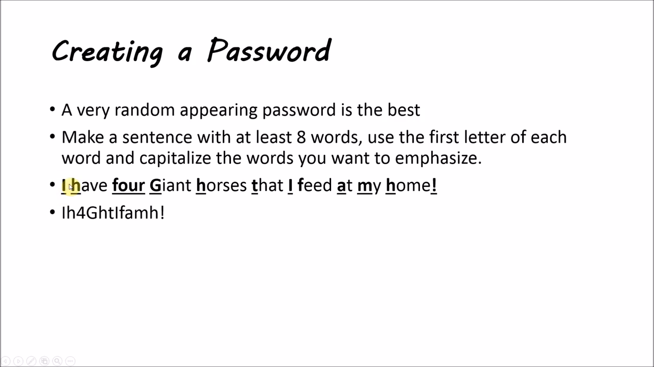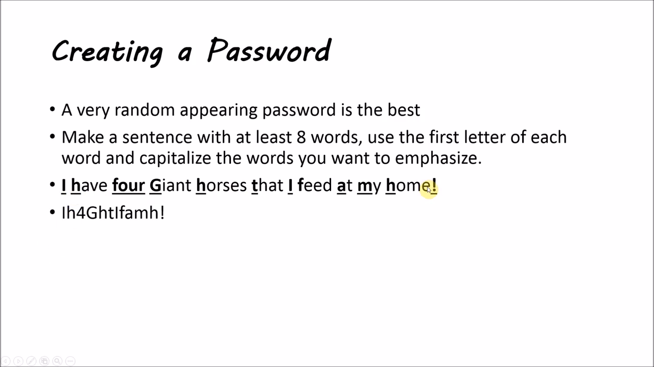So what I did is take the first letter of each word, and the letter I is always capitalized here. So I have 4 giant. I made the G capital because it's a big word. Giant horses that I feed at my home, exclamation. So if I take all of those out and put them into a password, I have this really random password. However, if you notice, the word 4 changed into the number 4. I have 4 giant horses that I feed at my home, exclamation point. It's much easier to remember that way. It's very secure, and you can actually learn to remember a very, very long random password this way.